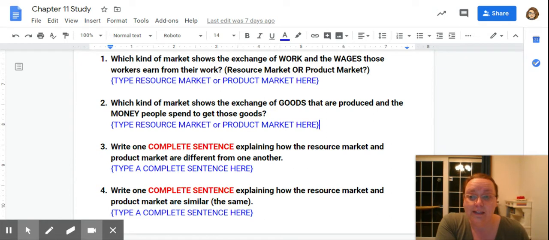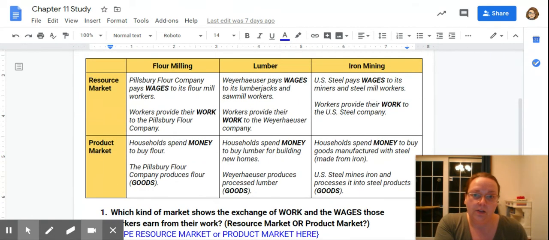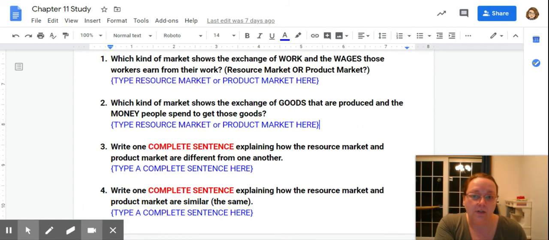Number 3 says, write 1 complete sentence explaining how the resource market and product market are different from one another. So again, look at this chart, use the information up here to help you answer this question. Notice I've said complete sentence. That means it needs to be restating the question and answering the question. Not starting with "because", nope, can't start a sentence like that. Restate the question and then answer the question.